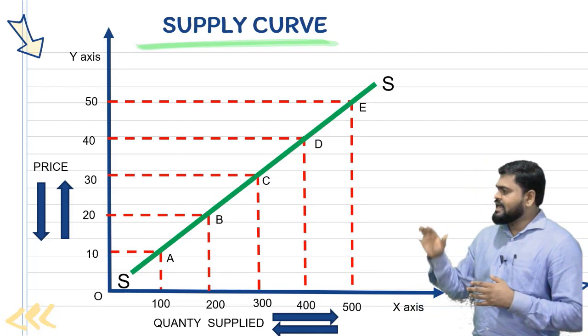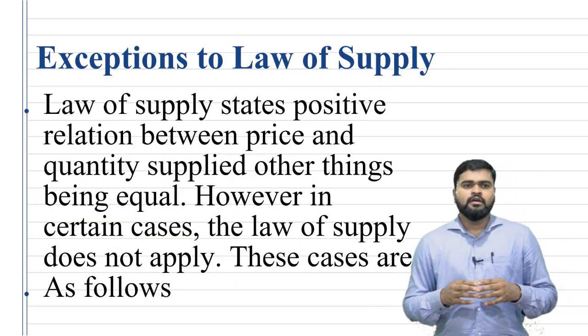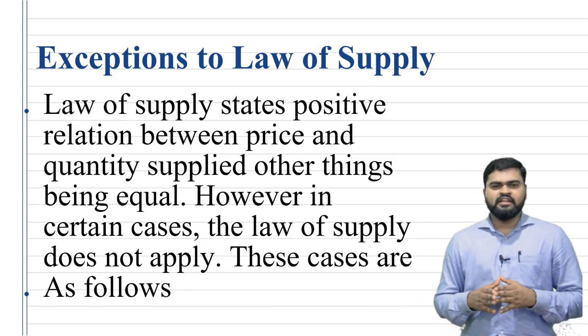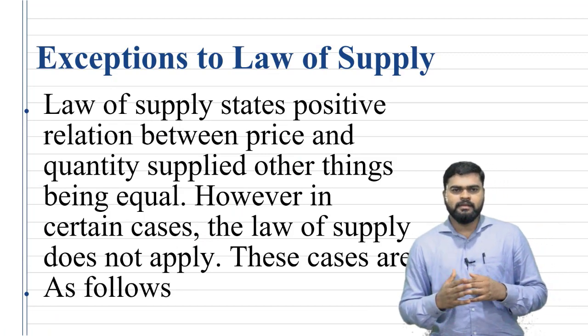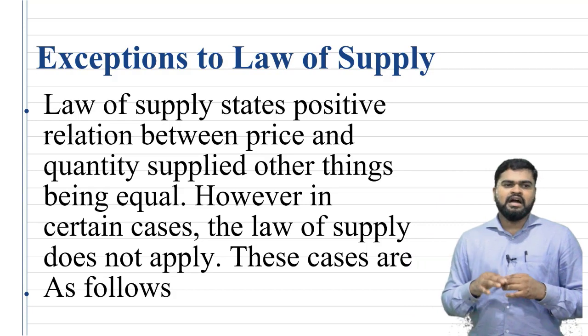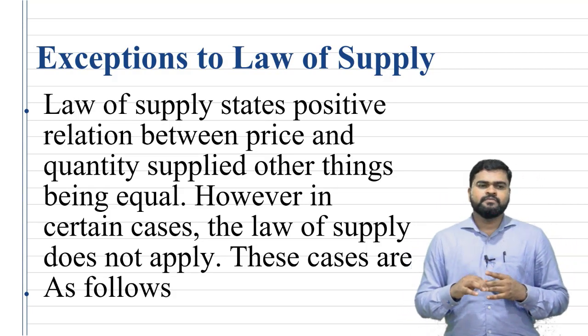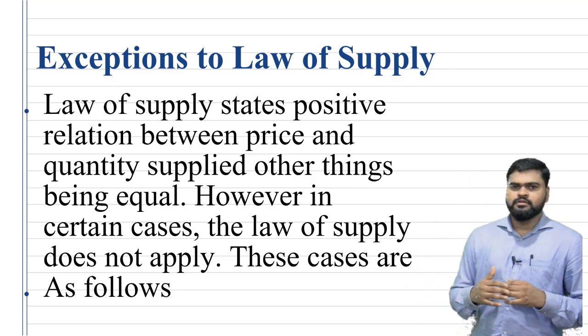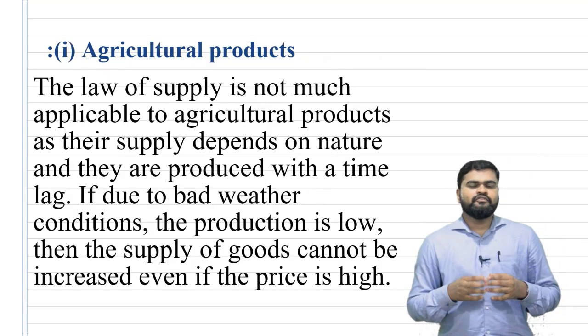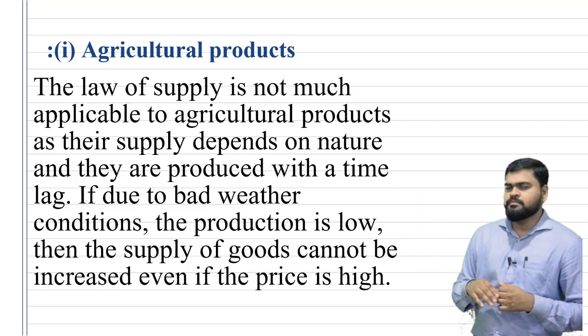Next are the exceptions to law of supply. Law of supply states a positive relationship between price and quantity supply, other things being equal. However, in certain cases, the law of supply does not apply. These cases are as follows. Let's move on to these cases. First case is agriculture product.